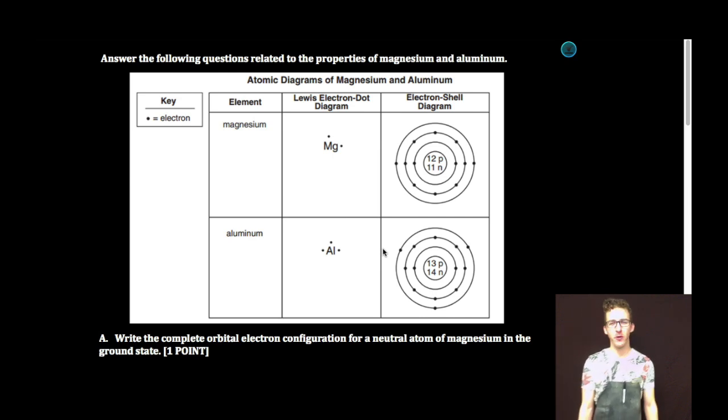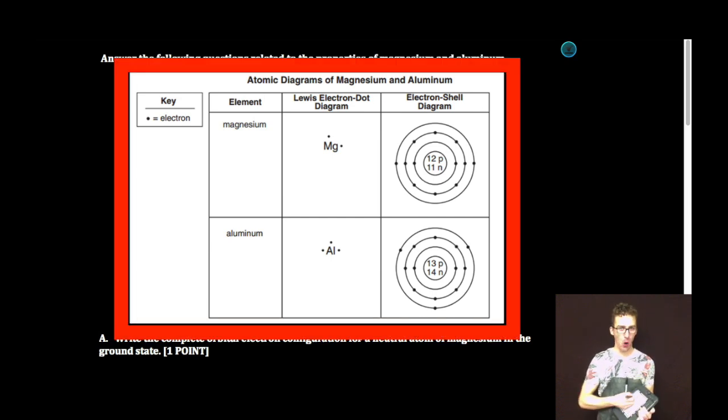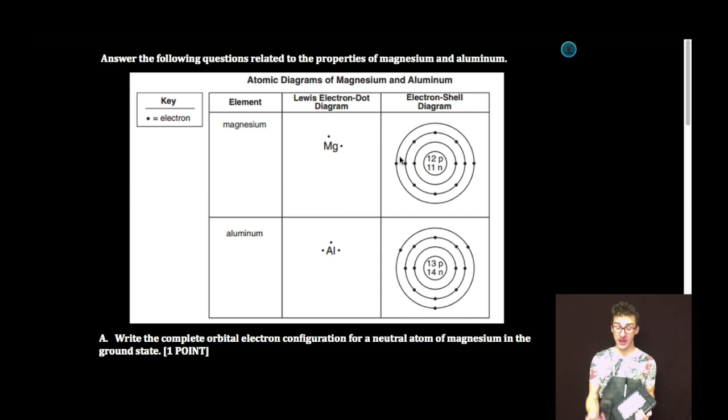Who is ready for a free response practice question? It's currently trending. Answer the following questions related to the properties of magnesium and aluminum. Boom! Take a moment, pause the video, look at the Lewis electron dot diagram and the electron shell diagram for those two elements.